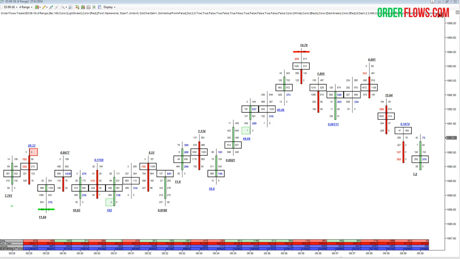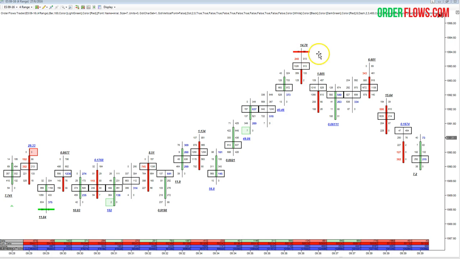Okay, so this is the Orderflows trader chart. What I'm going to really focus on today is using the Orderflows trader chart in combination with the price rejector. The Orderflows trader chart is a footprint chart. The price rejector is an indicator that will help you pick swing highs and swing lows in the order flow. This is a sell, this is a buy.